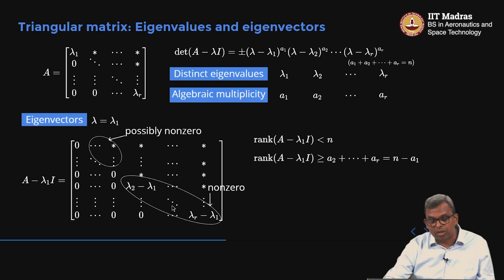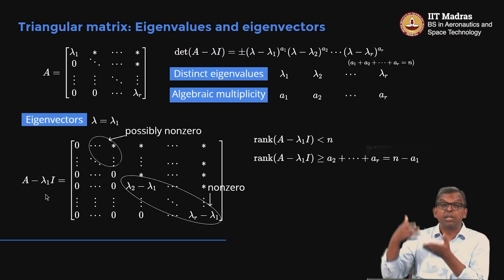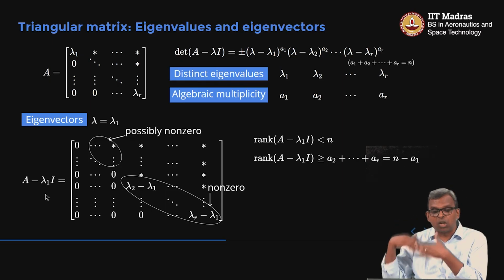How many of these values are there? Lambda 2 appears A2 times, lambda 3 appears A3 times, and so on, right. So how many of them are there? A2 plus A3 till AR, and that is also equal to n minus A1, right? Okay. So, the rank of A minus lambda 1 I, why am I obsessing about the rank? Because that gives me the nullity and that tells me the geometric multiplicity. I am trying to go towards geometric multiplicity.